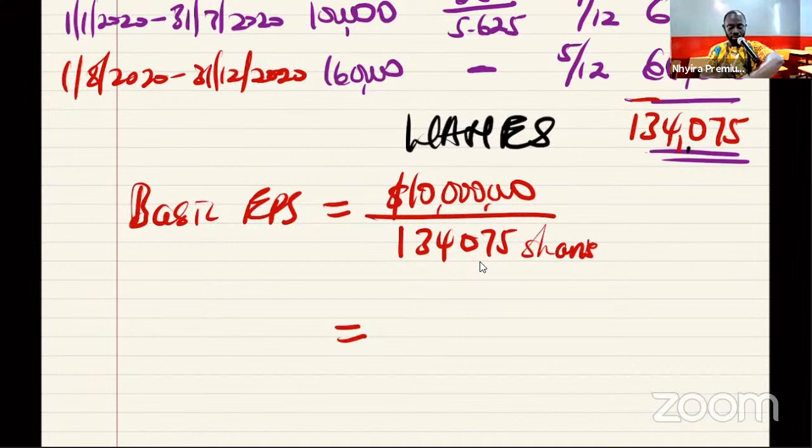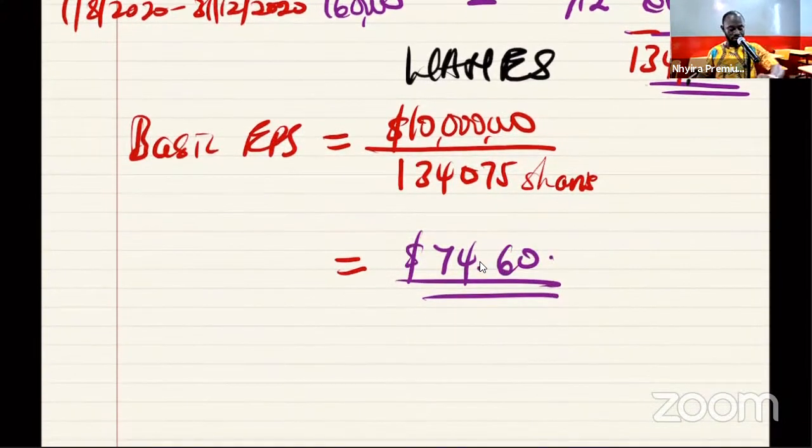So let's now punch this out to get our earnings per share. 10 million divided by 134,075. And I'm getting $74 and 60 cents, something like that. So 74.60 in that case.